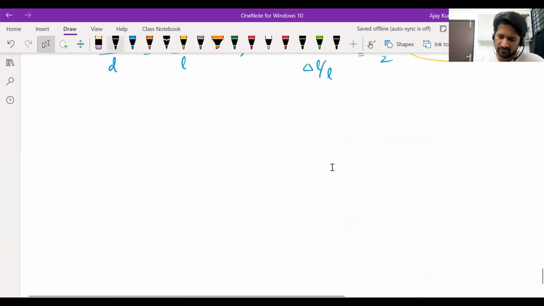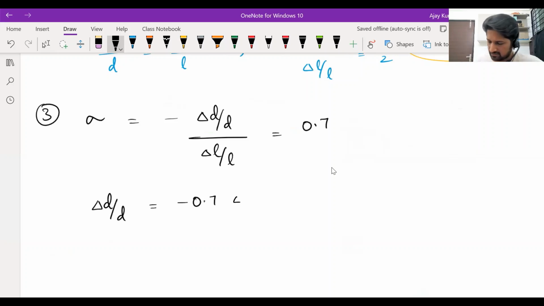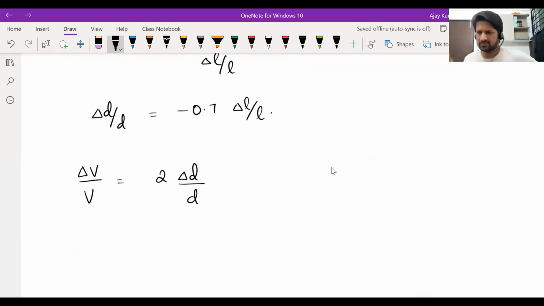Why? You can justify it like this. Poisson ratio is negative delta d by d divided by delta L by L. Now if this is 0.7, let's say, that means relative change in diameter is minus 0.7 times relative change in length. Then the relative change in volume, from the formula of volume of a cylinder, is 2 times delta d by d plus delta L by L. Now delta d by d is 0.7 times delta L by L. Substitute that here.